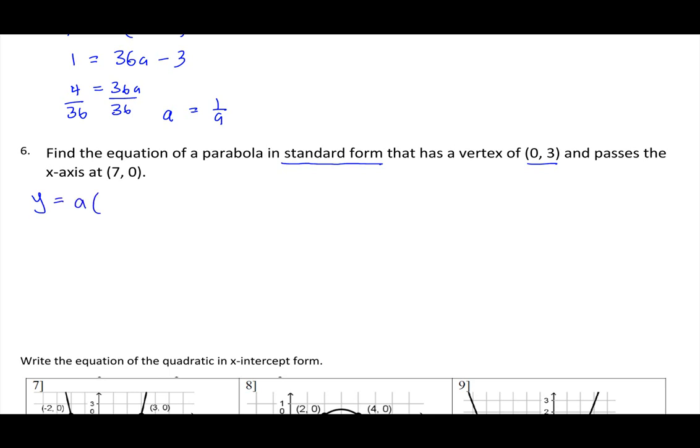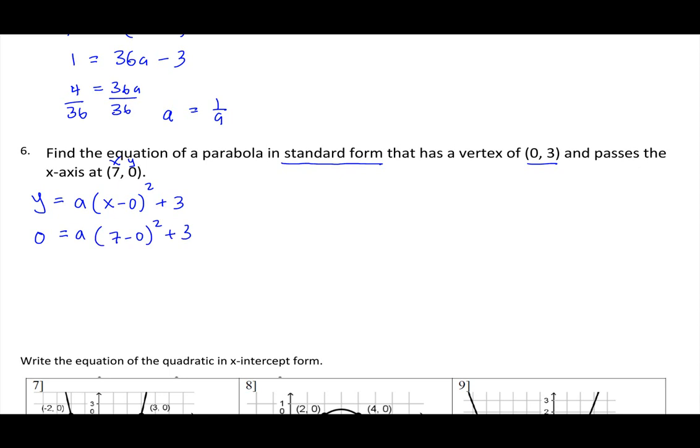So we don't know a. So vertex form, we have x. So you can put x minus 0 if you like. We know the k is 3. Then we plug in the x and the y from the x-axis, the other point. This is my x and my y. Plug it in. I get 0 is equal to a, parentheses, x, which is 7, minus 0 squared plus 3.